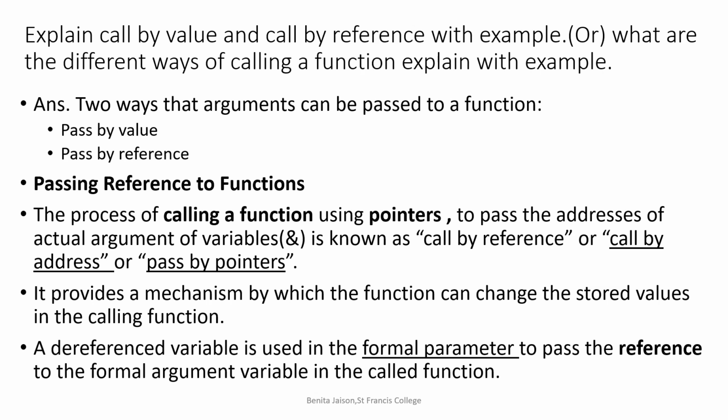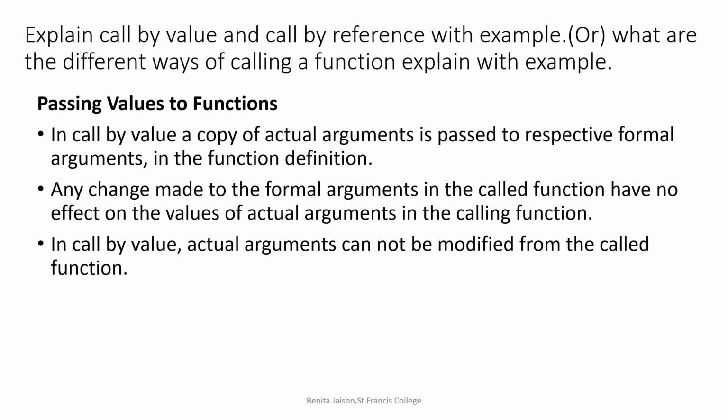Now, in passing values to the function, when we are going for call by value, we are actually passing values to the function. In call by value, a copy of the actual argument is passed to the respective formal arguments. Any change which is made to the formal argument will not affect the values of the actual argument. In call by value, actual arguments cannot be modified from the called function. Because of the duplicate copy, whatever changes we make will not be affecting the actual copy.